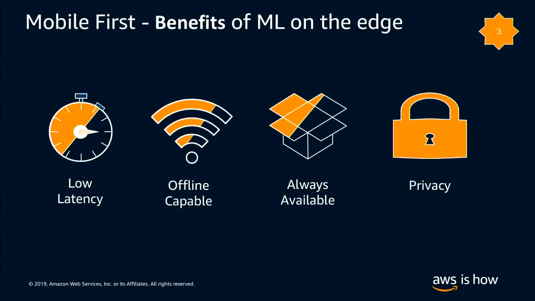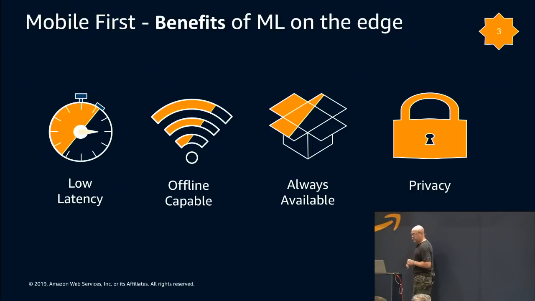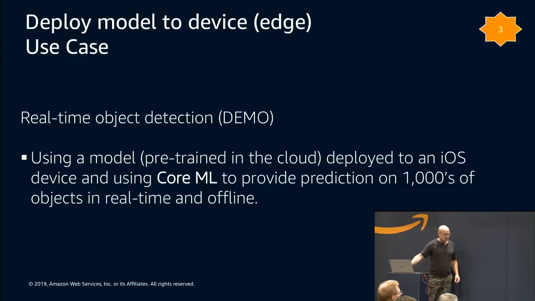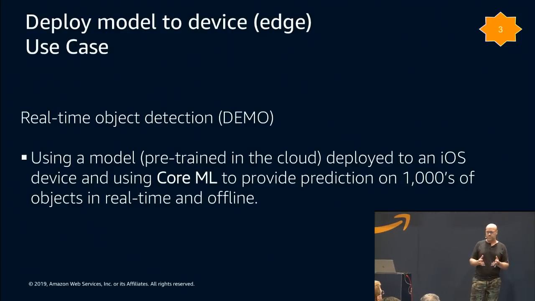Okay, so some of the advantages: low latency, offline capable, always available, and privacy. These are just some of the many options we have when we're running the model on the device itself. Real-time object detection is one of those options. I'm going to do a quick demo of a model that's trained on, let's say, 1,000 everyday objects. The one I have isn't super accurate. It's Inception V3, if anybody's familiar with ResNet and a bunch of different models.